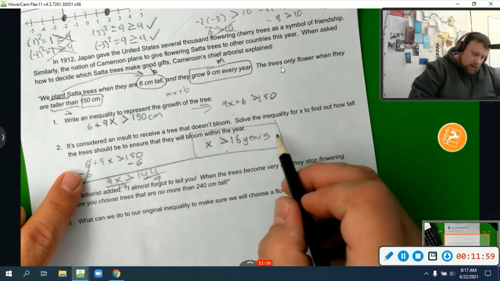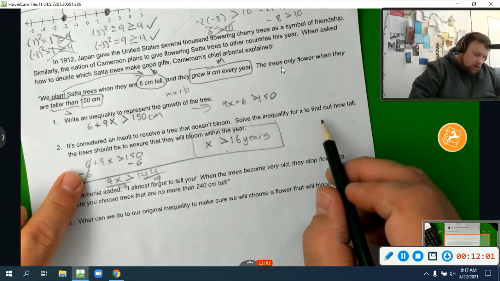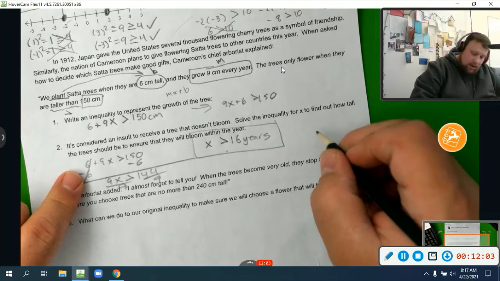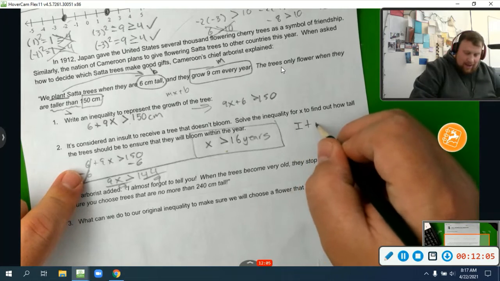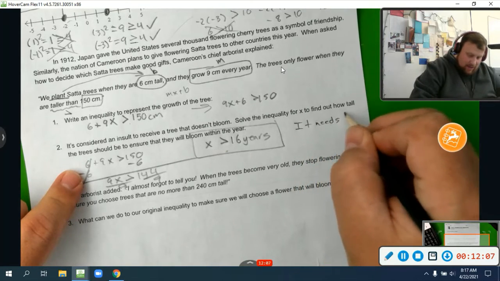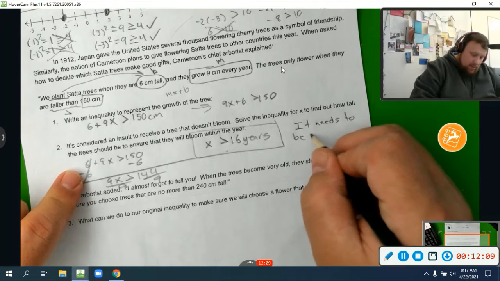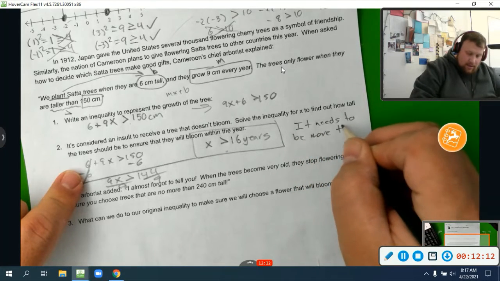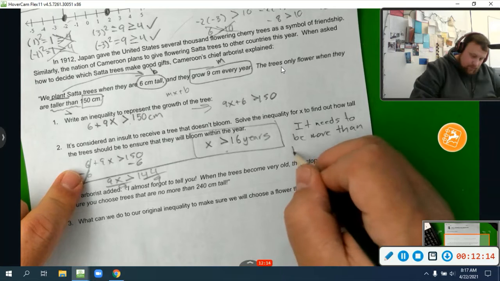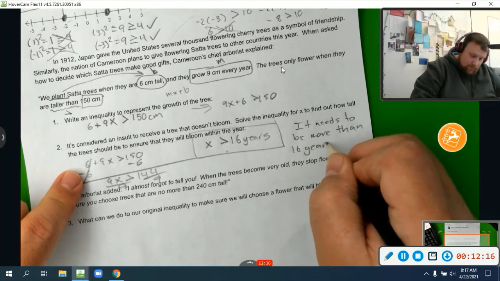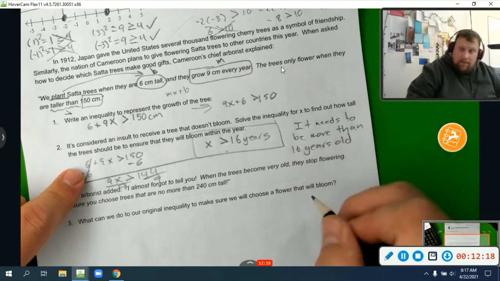So, how tall the tree should be to ensure it'll bloom within the year? It needs to be more than 16 years old. It's a long time to wait for a bloom, right?